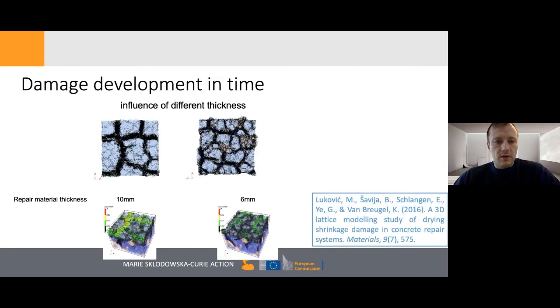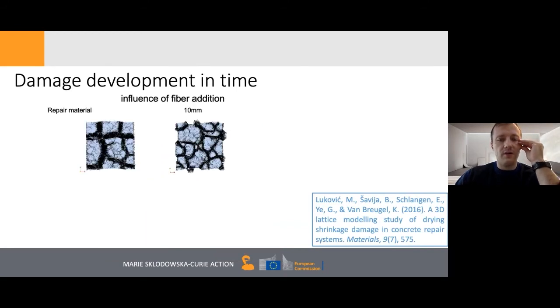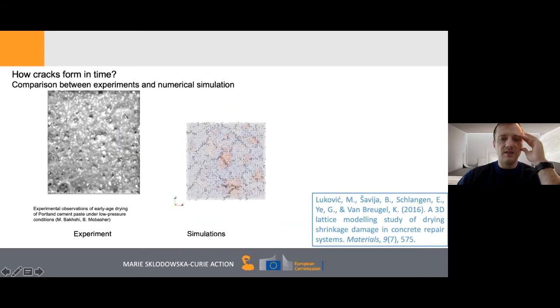So here we see again the influence of the thickness. At 10 millimeters, we have more or less 90-degree angles between these cracks. Thinner material, 120 degrees between the cracks. So that changes the pattern. You're able to play with this in the model, but this is also more or less a trend that you will see in experiments and in practice. If you add fibers for a 10 millimeter repair, you can have smaller cracks and more cracks, as we've discussed. And this is actually how it works.